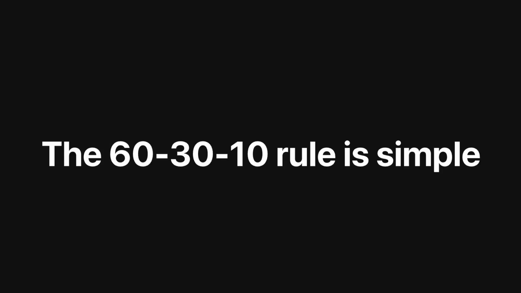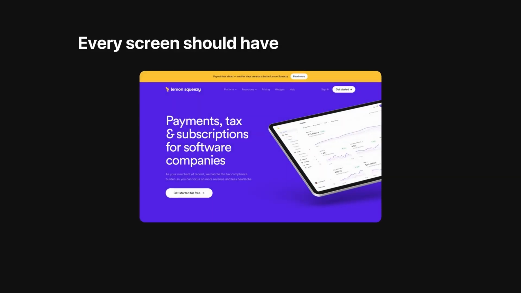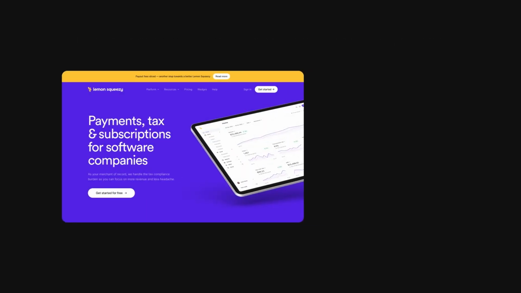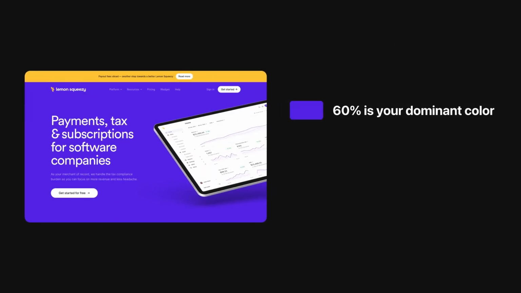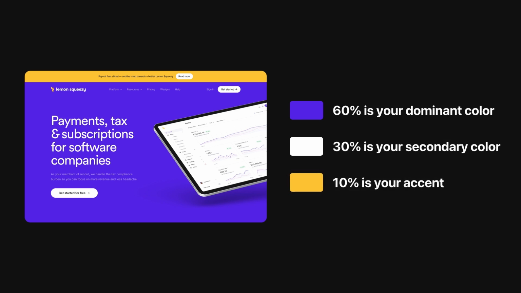Let's start. The 60-30-10 rule is simple. Every screen should have three types of colors. 60% is your dominant color. This covers most of your screen. 30% is your secondary color. This supports your dominant color. 10% is your accent. This is your, look at me, things you want people to notice.